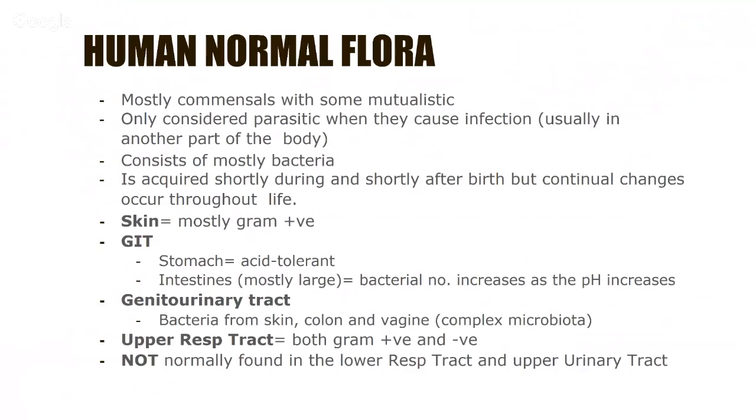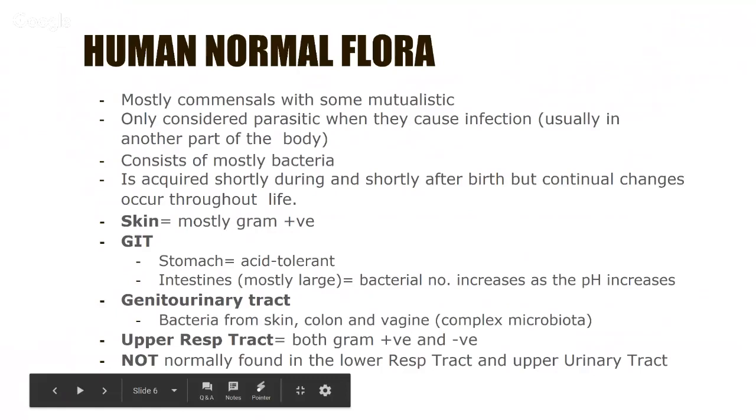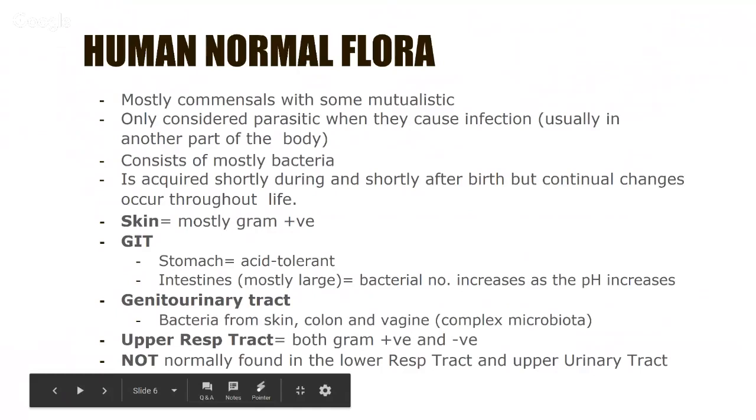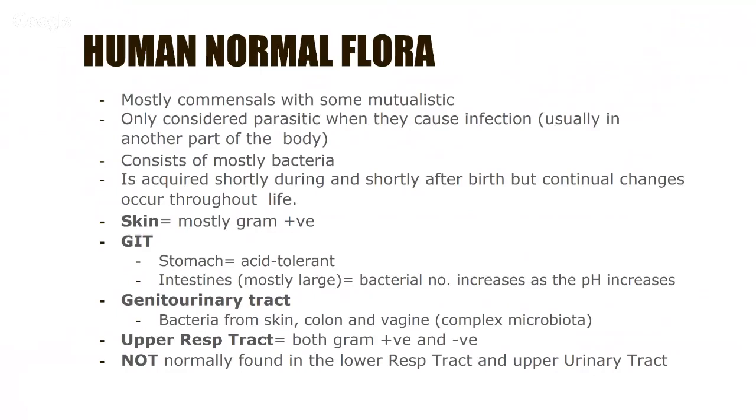So if you basically categorize different types of flora, in the skin, you mostly have gram-positive bacteria. Your GIT would be mostly bacteria which would be tolerant to high levels of acid, which makes sense. For it to survive, it would have to survive the acidic environment of the stomach and the GIT. It is very important to remember that the upper respiratory tract has both gram-positive and gram-negative bacteria within it. However, the lower respiratory tract is sterile, which means that if you find a bacteria in the lower respiratory tract, it's most often an indication of an underlying infection. So that's something to be mindful of. And also the upper urinary tract is usually sterile. However, you might have infections, and those would be your UTIs, which we'll discuss a bit later.